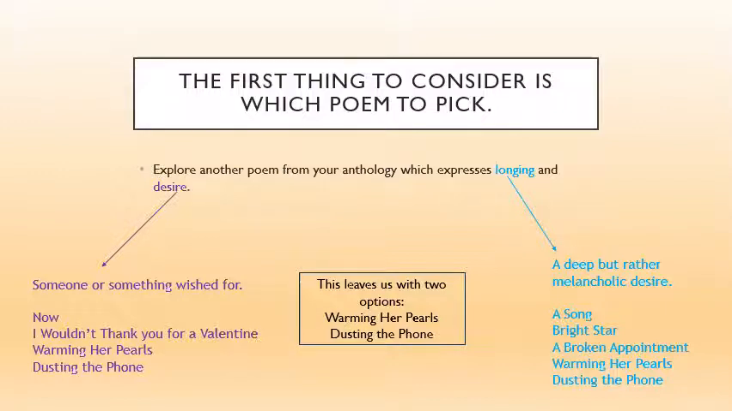So you could have A Song, Bright Star, A Broken Appointment, Warming Her Pearls, or Dusting the Phone. And desire there, the other key word in the question, is someone or something that's wished for. So you could have Now, I Wouldn't Thank You for a Valentine, Warming Her Pearls, or Dusting the Phone. This leaves you with 2 options, Warming Her Pearls or Dusting the Phone. So at this point you would decide which one of those you knew best, which one you could get 6 to 8 quotations from.